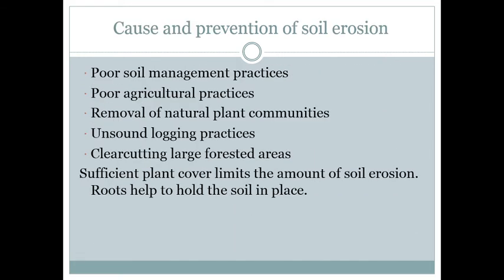Now, the causes and prevention of soil erosion are now also considered soil management. Because of soil erosion, most of the scientists and researchers nowadays look for studies or ideas on how to prevent soil erosion. So the causes of soil erosion: we have poor soil management practices, poor agricultural practices, removal of natural plant communities or vegetation, unsound logging practices, and clear cutting of large forested areas. Sufficient plant cover limits the amount of soil erosion.